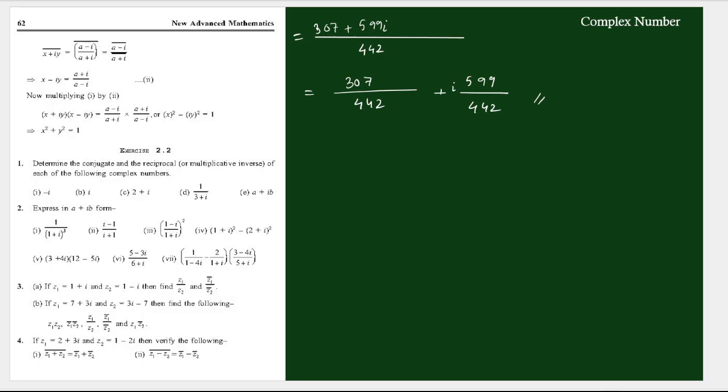So what is number 3? I think you will be able to do 3. Question number 3, z1 is already given, z2 is already given. Then you need to find z1 by z2. Then again the conjugate of z1, the conjugate of z2. So 3 you try to do by yourself. If you're not able to do it, then we will do it. 4 is also the same.